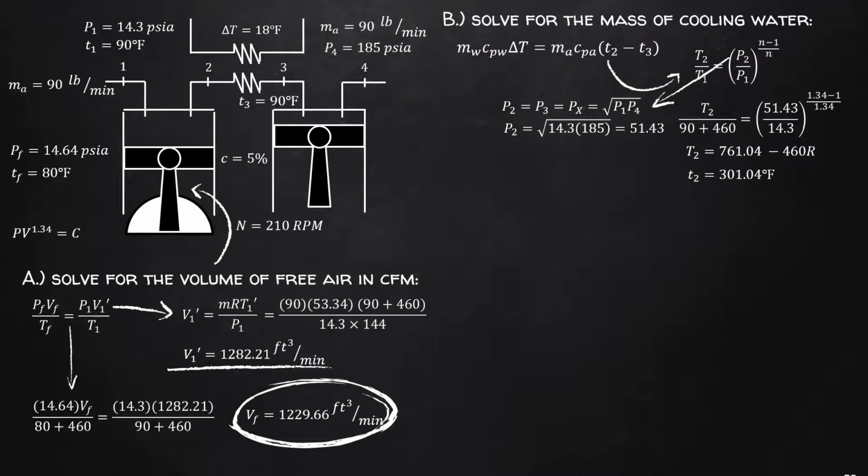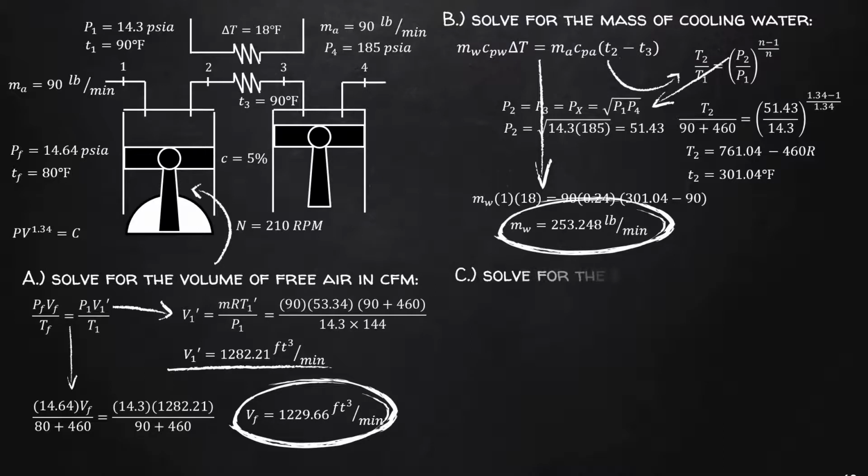Now that we have all the givens for the heat balance equation, we can now solve for the mass of cooling water. Simplify the equation, and we got the answer, which is equal to 253.248 pounds per minute.